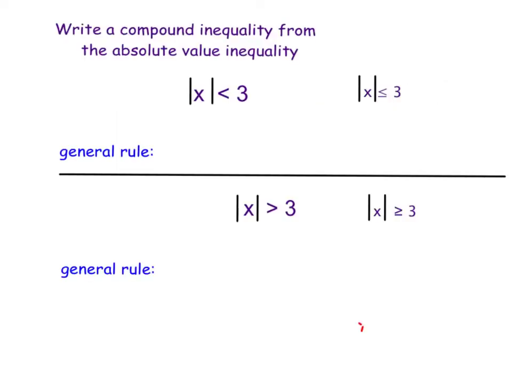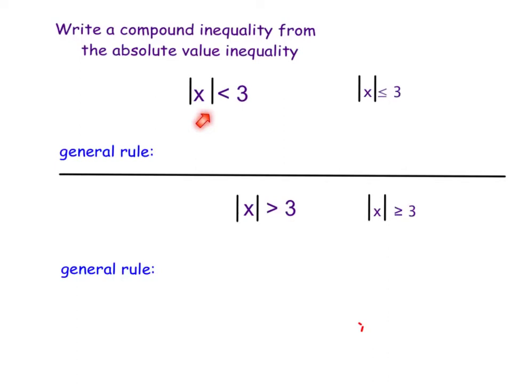When I ask you to solve an absolute value inequality, what I'm really asking you to do is write a compound inequality of all of the possible solutions. So your solution to an absolute value inequality will actually be a compound inequality. So let's look at this one. The absolute value of x is less than 3.